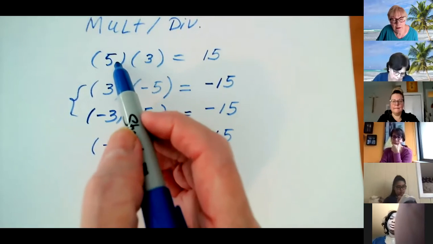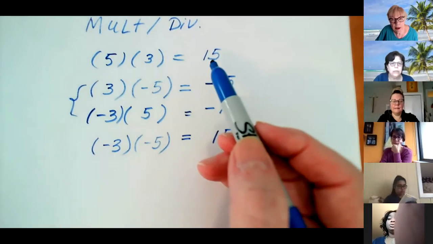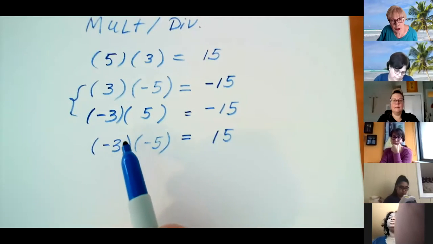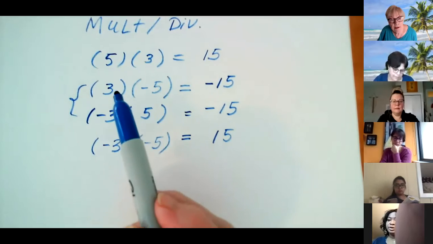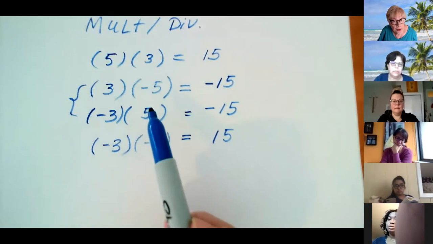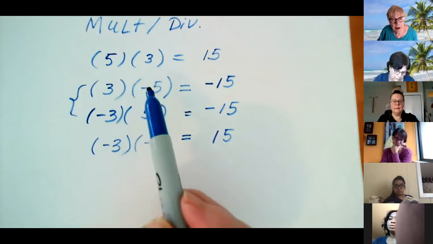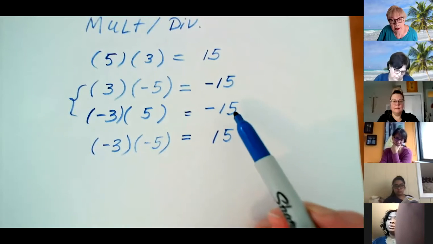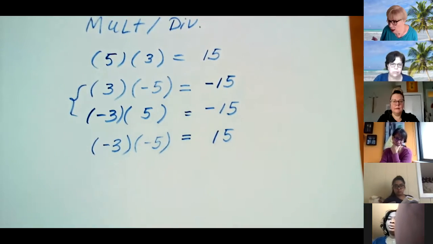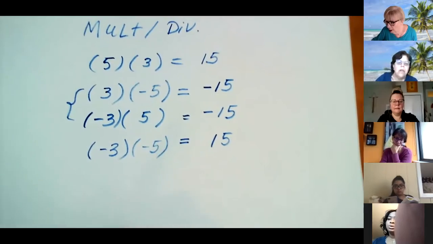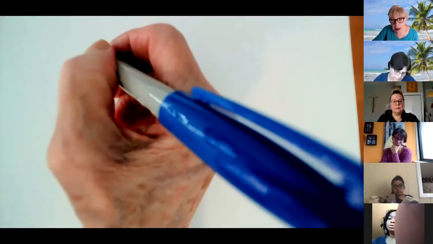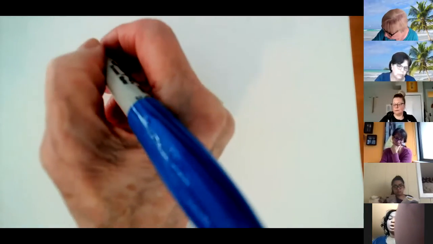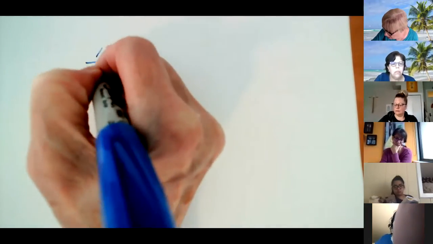So if it's 2 positives, it's positive. If it's 2 negatives, it's again positive. But if it's 1 negative and 1 positive, and the order didn't matter, then your answer is negative. The good part about this particular rule is that now I'm going to do division, and I'm going to do it like this.